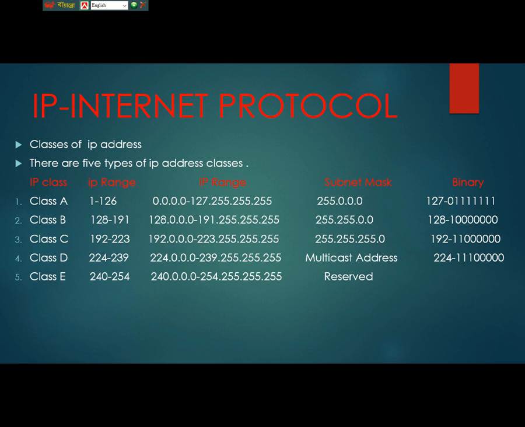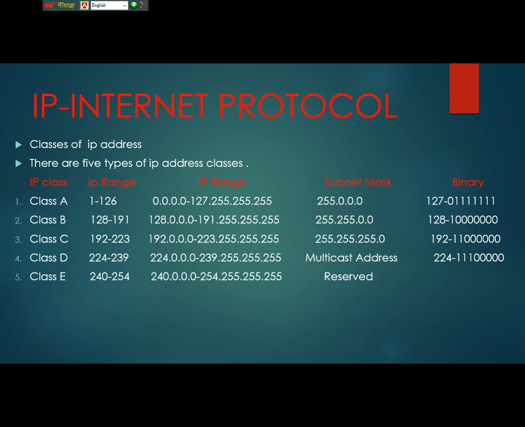How to convert decimal to binary to find out an IP address? We have to know very well how to convert decimal to binary for identifying IP addresses and creating IP addresses, manually setting IP addresses, automatic setting IP addresses. So we have to learn how to convert decimal to binary. Does everyone understand? I think everyone understands.